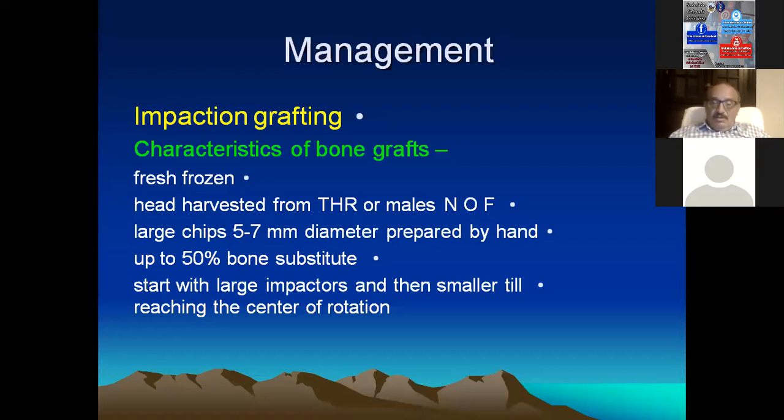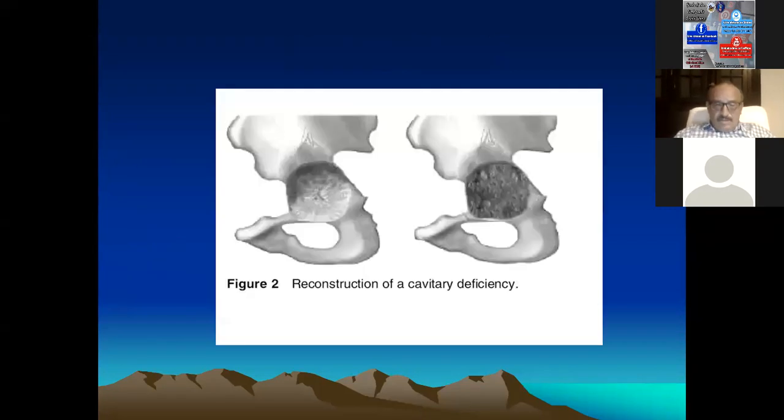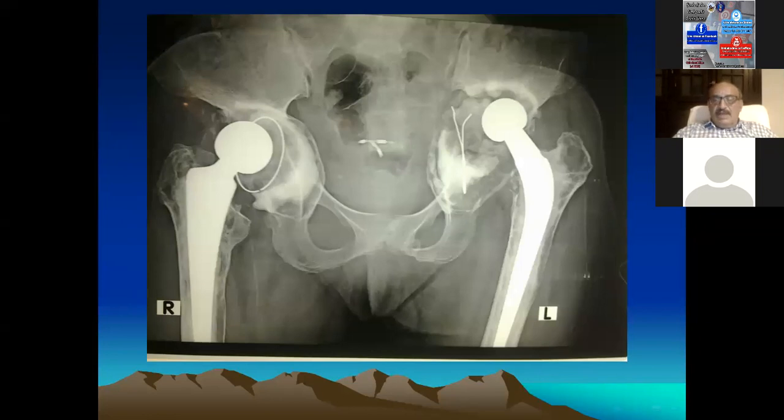Grafts should be from 5 to 7 millimeters in diameter, and you can mix with bone substitutes, but not more than 50%. You usually start with large impactors, and then you reach smaller ones till you reach the center of rotation. It is technically demanding, but very useful in young age. So you need to reconstruct the segmental defect into a cavitary defect.